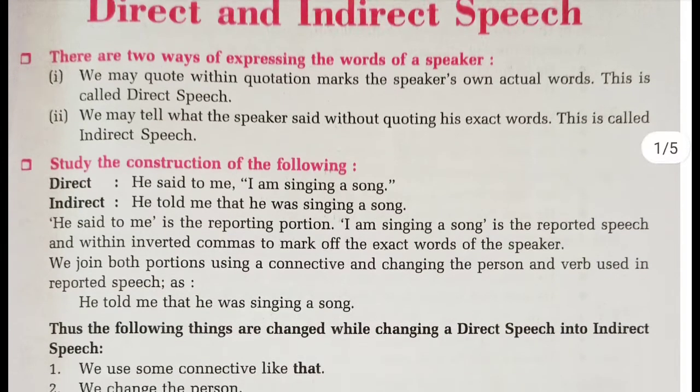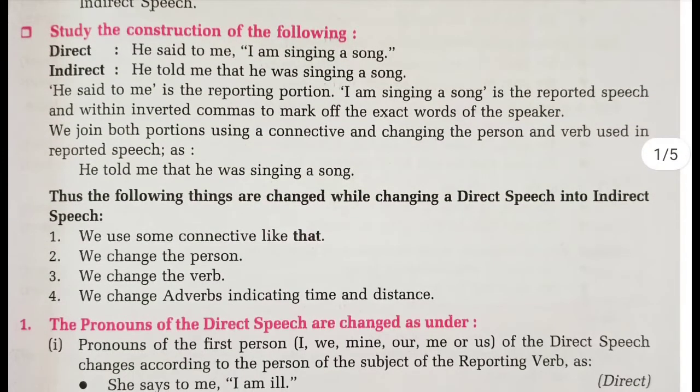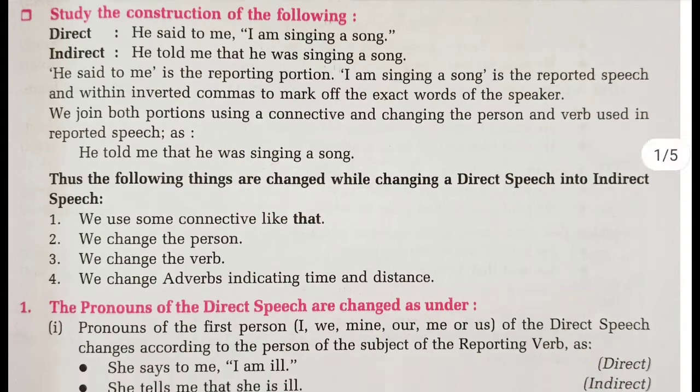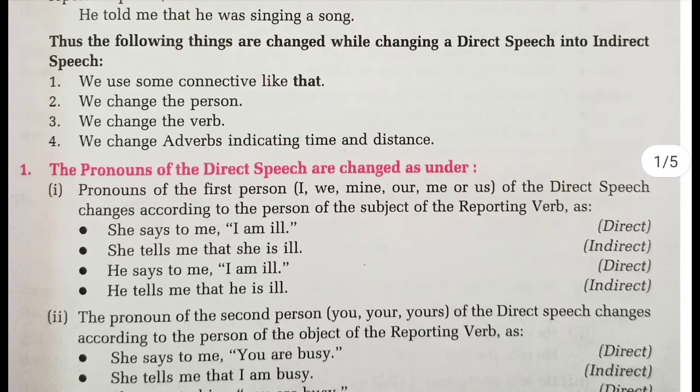So then next, look at this bold print. The following things are changed while changing a direct speech into indirect speech. Number one, we use some connective like that. We change the person. We change the verb. We change adverbs indicating time and distance. The pronouns of the direct speech are changed as under.